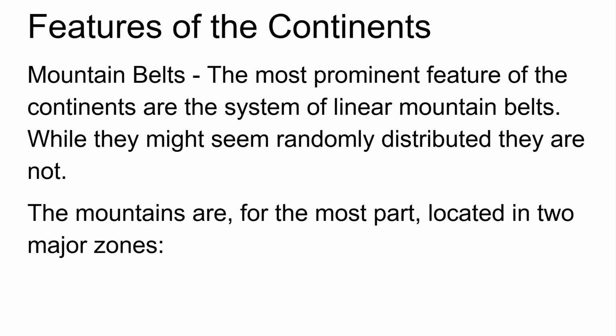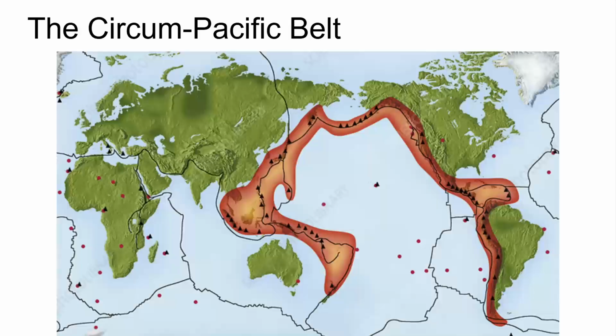Features for the continents, we just talked about mountains. We have mountain belts. The most prominent feature of the continents are the system of linear mountain belts, and while they might seem randomly distributed when you look down on them, they're actually not. They're, for the most part, located in two major zones.